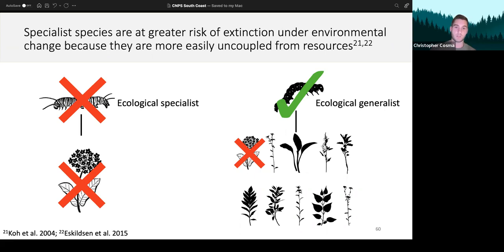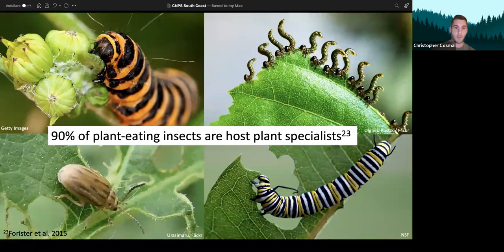This is a specialized relationship. And so the monarch is not alone here. In fact, 90% of all plant-eating insects, including the majority of butterflies and moths, are host plant specialists. This means that often they can rely on just one lineage of plants. So the monarchs can pretty much eat any species of milkweed. Some are better than others. But often this can also mean that the species can literally just eat one single plant species, and that's the only plant they can rely on.